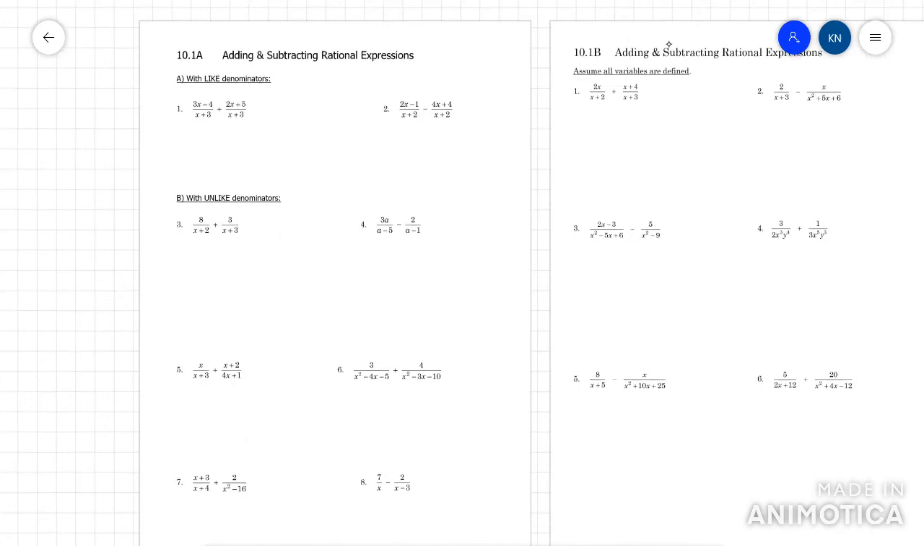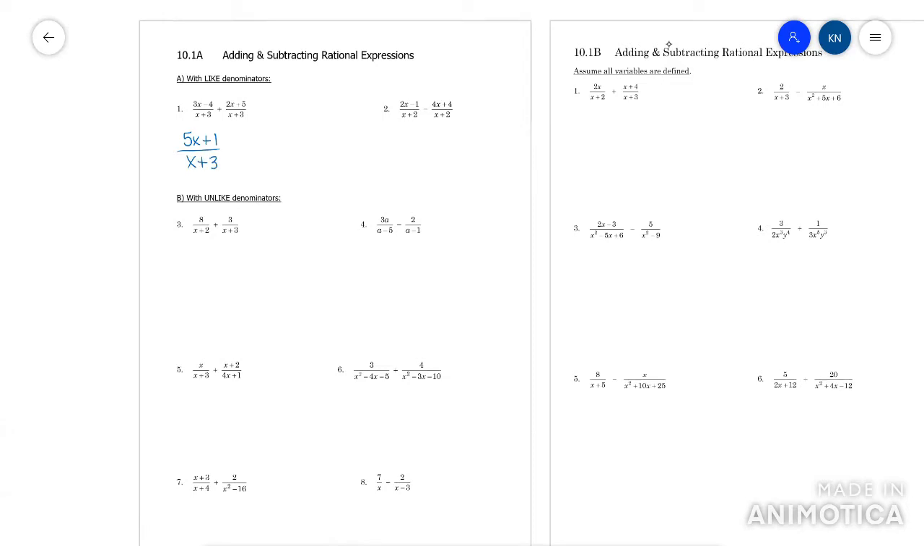Okay, look at number 1. The denominator is already the same, so you can just combine the numerator. So look at your like terms. 3x and 2x combine to make 5x. -4 plus 5 combine to make +1. And then it's over your common denominator, x plus 3.